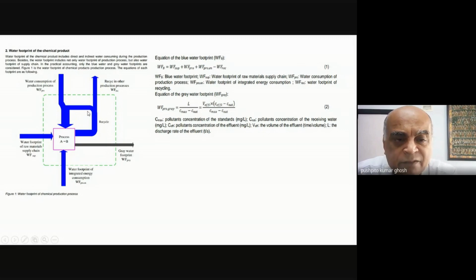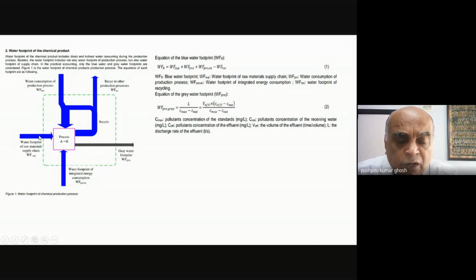So credit means it will be negative, in the equation, and everything else which is requiring water will be positive. And then, as we discussed, the gray water footprint, this is the one you will discharge, but only after you are complying with the norms of discharge. So you'll figure that out.